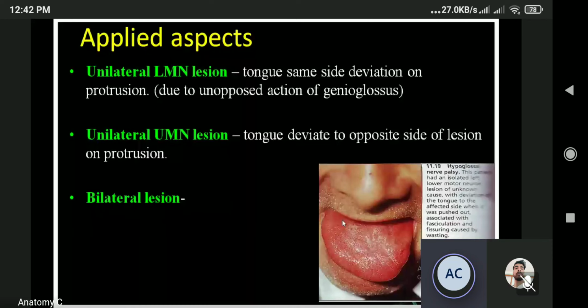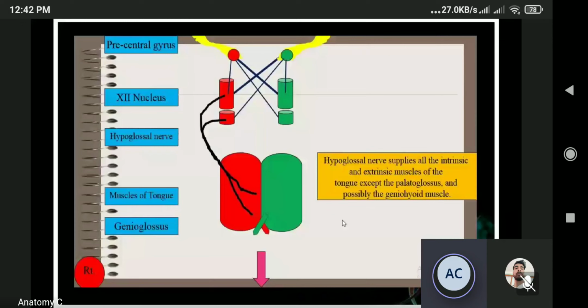Okay, this is the lower motor neuron lesion. If there is a lower motor neuron lesion, the tongue will deviate towards the opposite side because your muscle gets paralyzed, your other muscle is intact, so that means there will be pulling of the muscle towards this side.